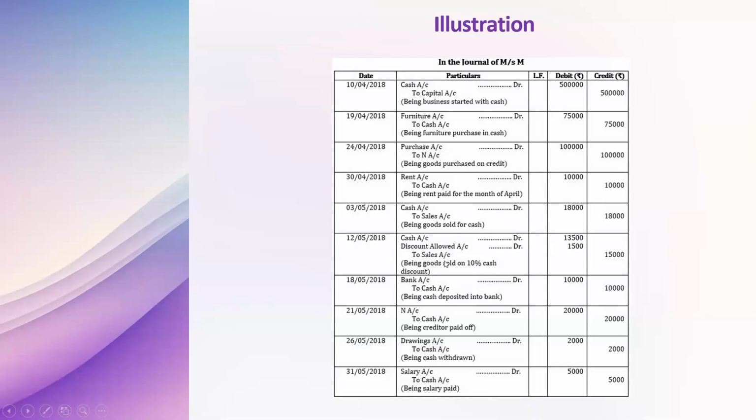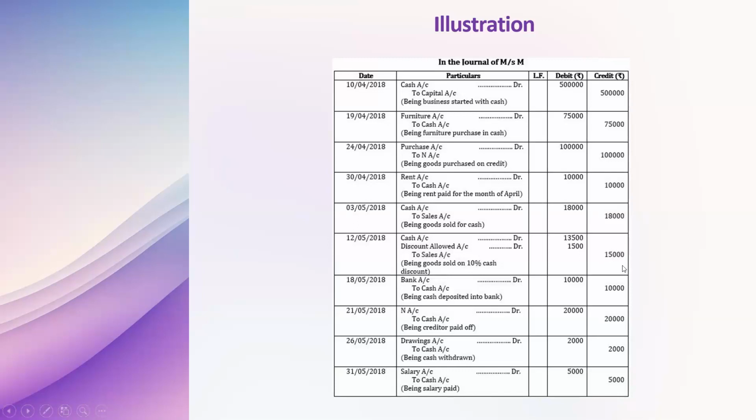And then coming to the 6th one, see, cash account debtor which is 13,500, discount allowed debtor. When a sale is being made, you're giving a discount to the party who has purchased your product. We have to mention that discount also as a separate entry. So that's why you have mentioned here discount allowed. So 1,500 is discounted.